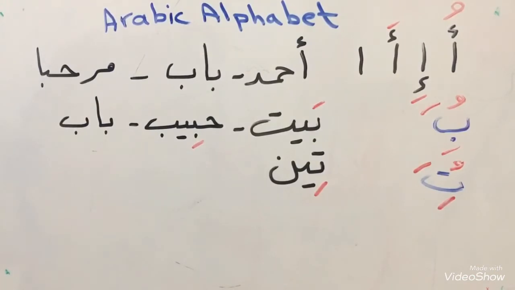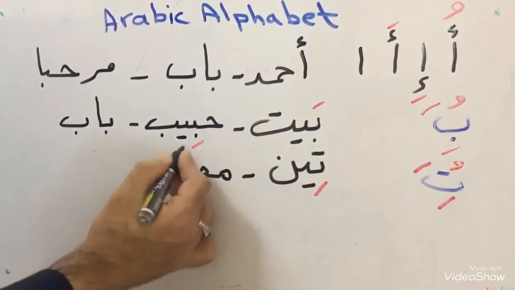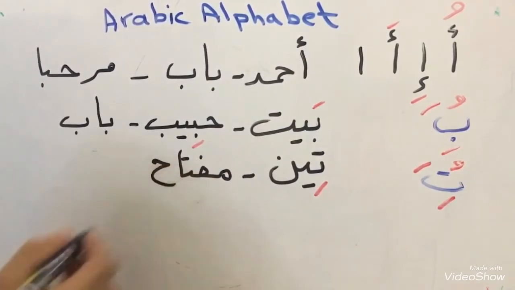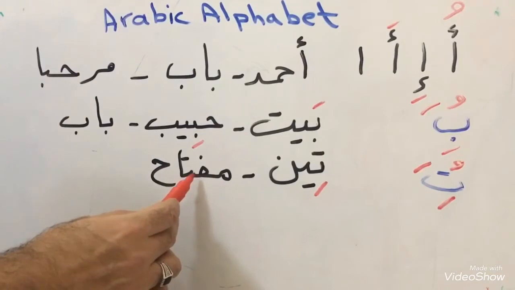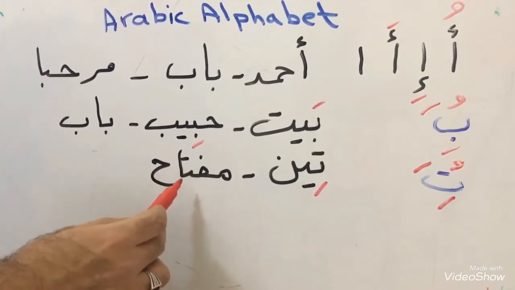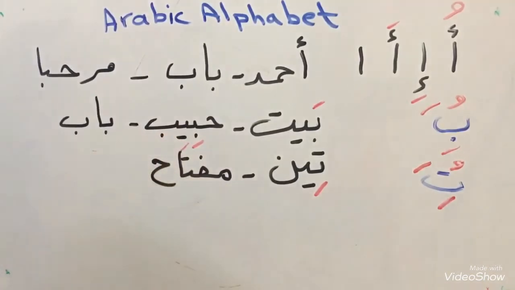In the middle of the word we have an example like muftah. We can see here ta comes in the middle after fa before alif. Muftah has fatha. Muftah means key.